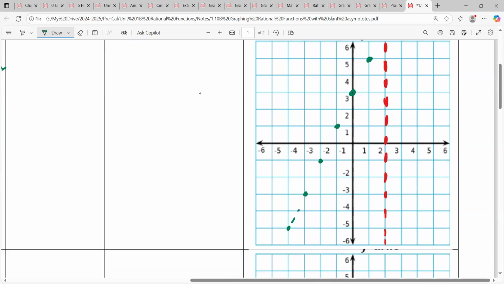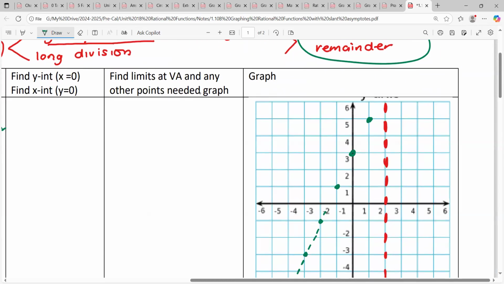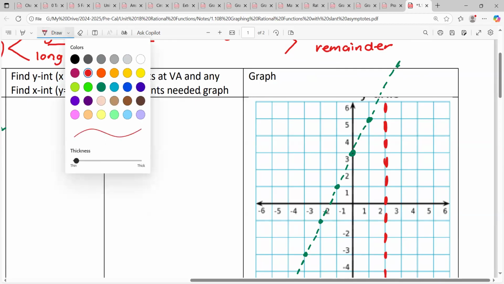And then draw your dashed line in for your slant. This one, I didn't make the graph big enough, so you're going to have to go out there. Just keep going. Draw it out. I'm going to draw the other one.